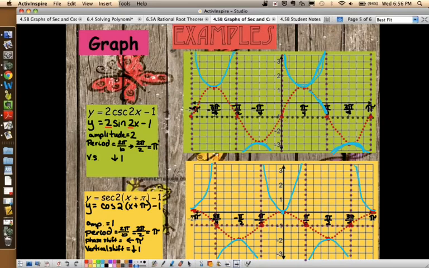Now notice the similarities between each of these equations. They're very similar. Really the only difference is the placement of the asymptotes, but the shape of the curves are identical. So with that being said, that pretty much concludes how to graph the secant and the cosecant curves.